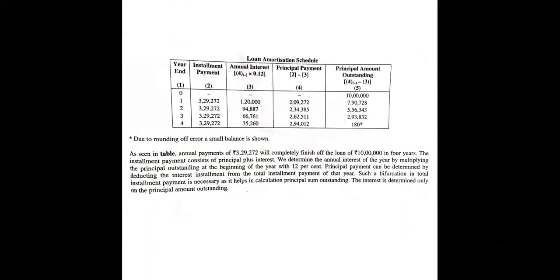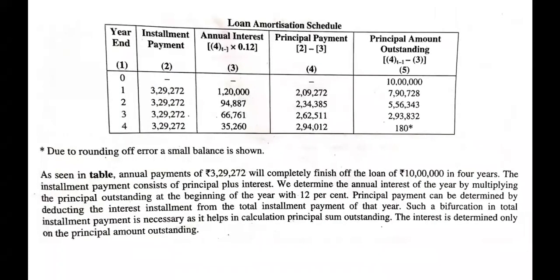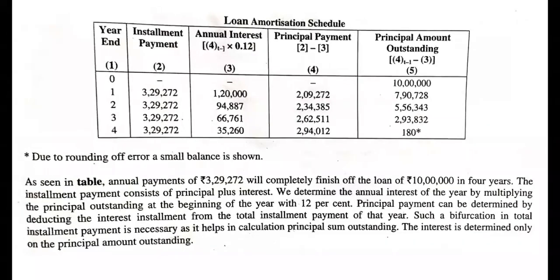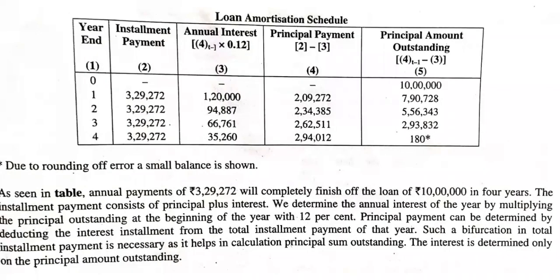Now, how do we prepare this loan amortization schedule? It is for 4 years. First of all, we need to prepare columns: year end, installment payment, annual interest, principal payment, and principal amount outstanding. So here there are 4 years. First of all, we need to write 0 in the beginning. The amount you took as a loan in principal outstanding, you can write as 10 lakh rupees.